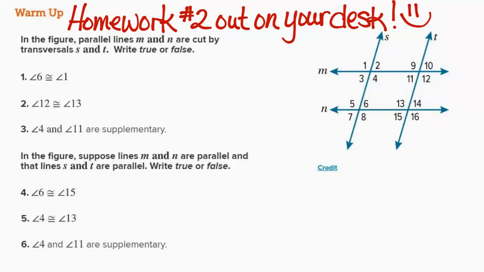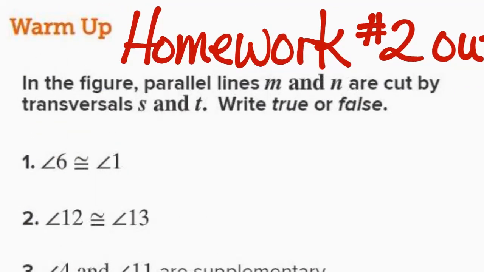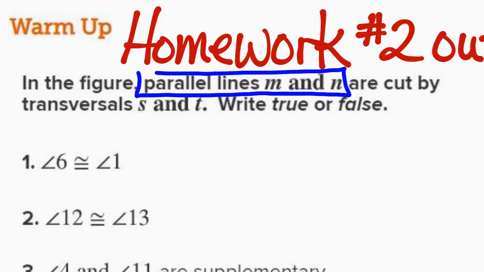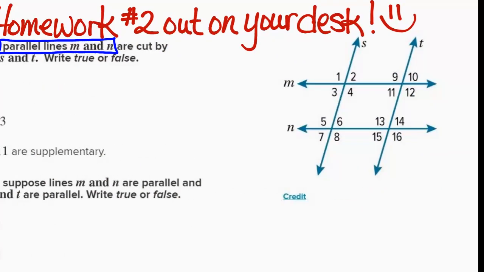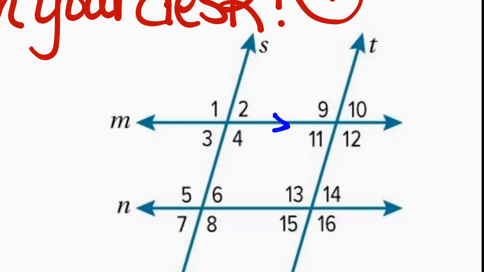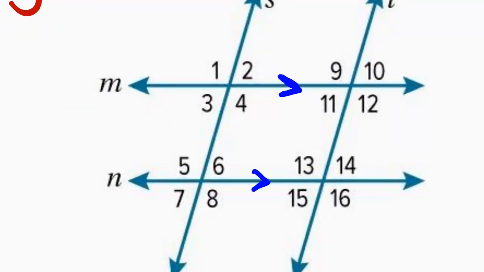Okay, warm up. We have two separate sections of questions and two different things that we know about the picture to the right. For the first three questions, the only thing we know about any of the lines in that picture is that lines M and N are parallel to each other. So I'm going to go ahead and mark those two lines as parallel.